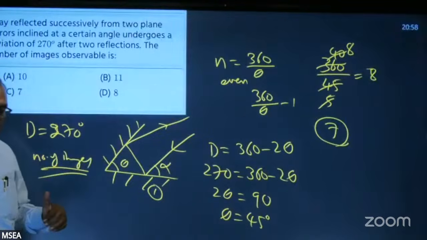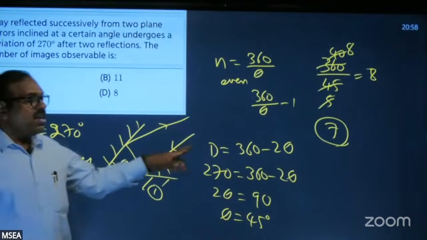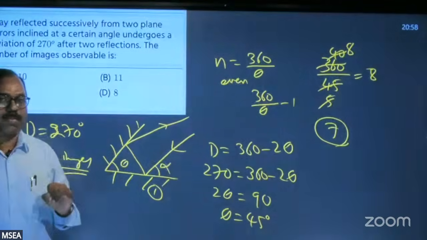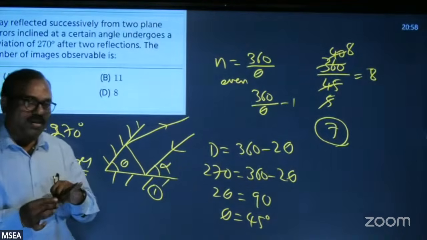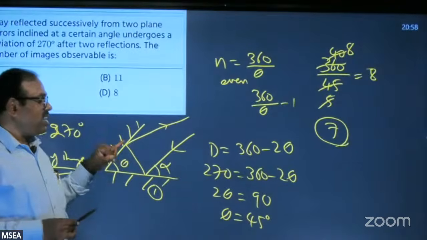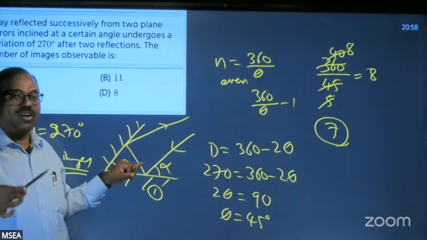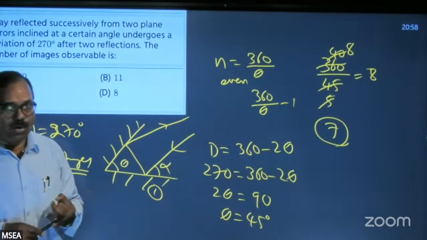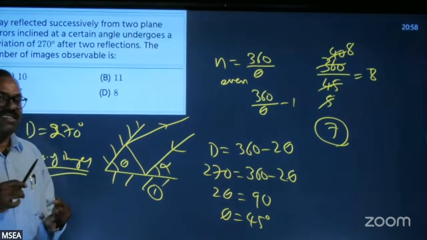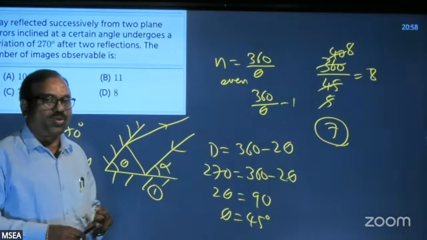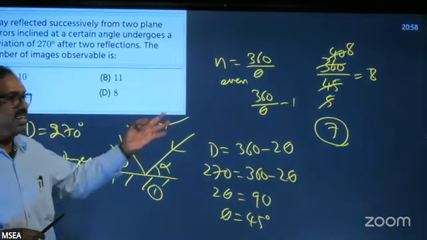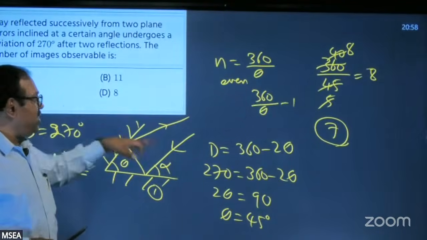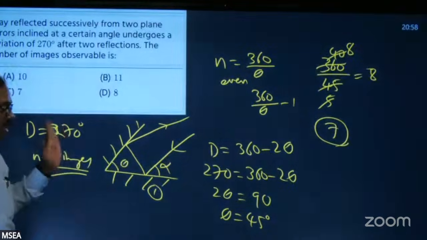In this, the most important thing to remember is the deviation. If two plane mirrors are at an angle theta, what are the important points you have to remember? The deviation does not depend upon the angle at which the light ray is falling. That is one important point. The second important thing is that deviation is equal to 360 minus 2 theta. And the number of images is 360 by theta; if it is an even number, we subtract 1. Based on that, we discussed this question. Okay, take this.